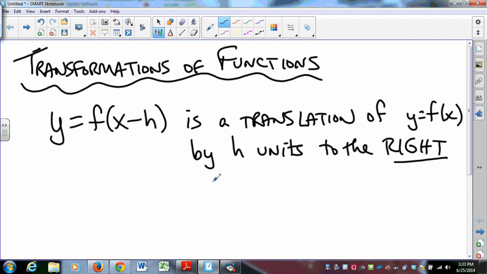This almost makes sense. If you think about it, you're saying, wait a second, it's x minus 4, we're moving to the right 4, why is that? Well, we're not moving the function, we're moving the axes. When we replace x with x minus 4, we are moving the axes 4 to the left, which makes the function appear to move to the right. That's what's really going on.